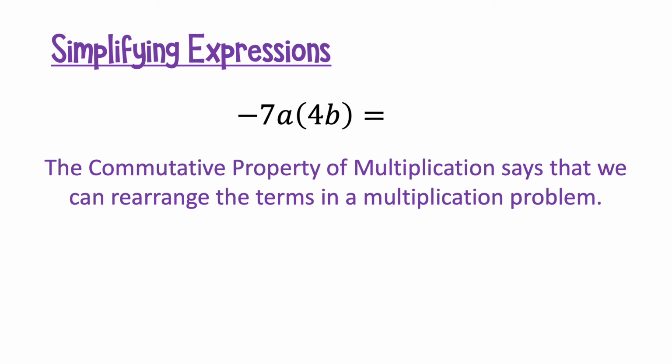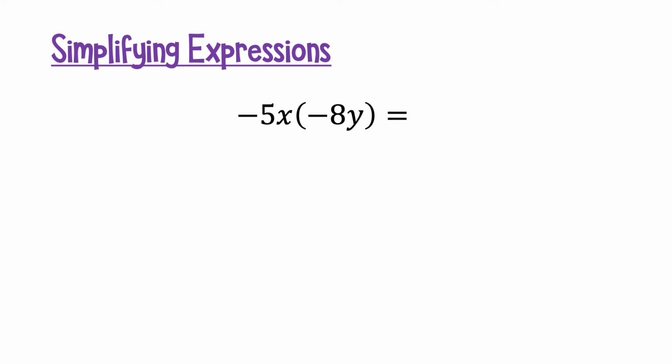So we're going to take the 2 numbers and multiply them next to each other. Negative 7 times 4. And then the variables go on the end in alphabetical order. Negative 7 times 4 times a times b. So a negative times a positive is a negative. And we get negative 28ab.